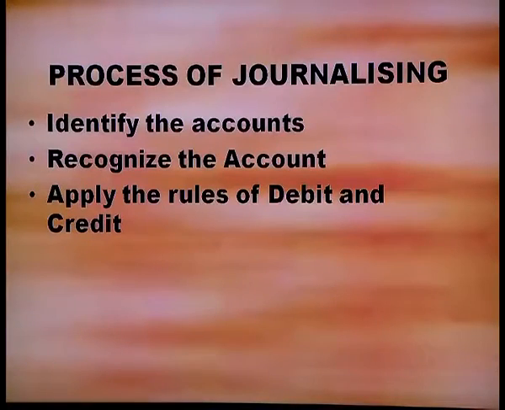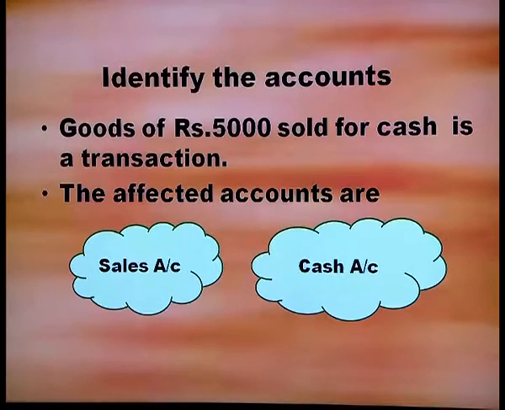What is the process of journalizing? In the process of journalizing, we have to identify the accounts, then recognize the account and then apply the rules of debit and credit. Here is a transaction. Goods of rupees 5,000 sold for cash. We have to identify the accounts or affected accounts. In this transaction, affected accounts are cash account and sales account.